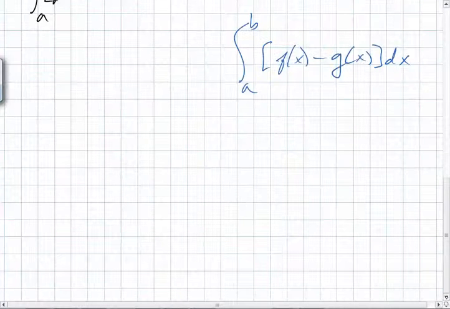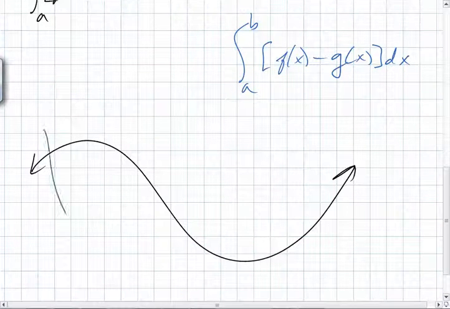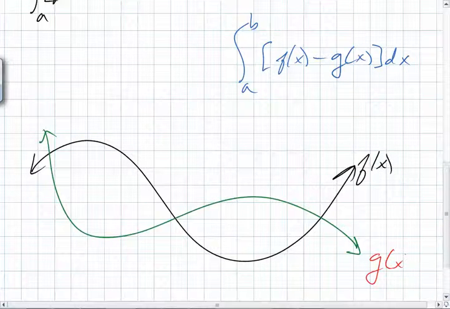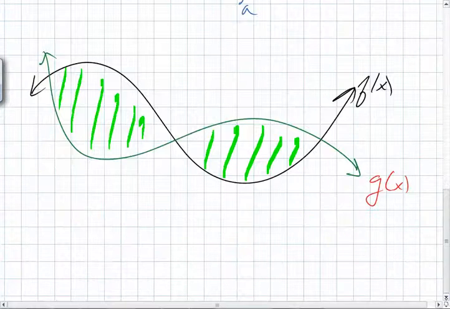For example, let's say f is traveling along like this, and let's say g is traveling along like that. Could that be two cubic functions? Absolutely. So let's say, for example, this is f of x. Let's say this one is g of x. Let's say I wanted to find the area enclosed by. That's a common phrase. So here it is. Here's the area enclosed by the two curves.